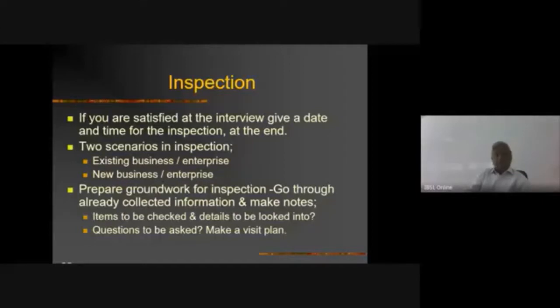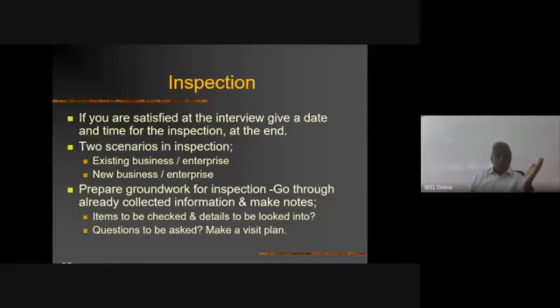Prepare groundwork for the inspection. Just as before the interview you prepared, marking the gray areas and preparing for the interview, similarly for the inspection you must prepare the groundwork. Go through the already collected information, through the documents and the interview, and make notes.